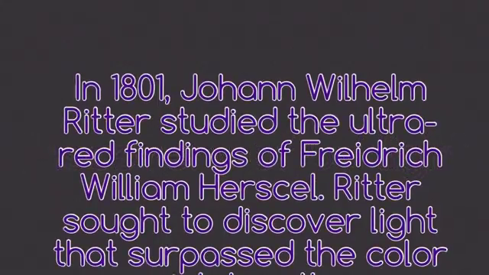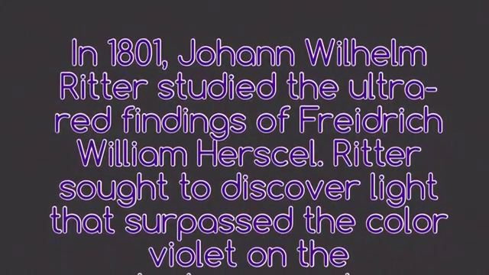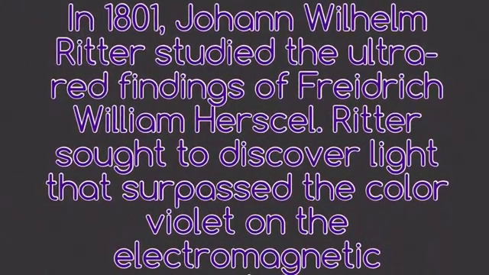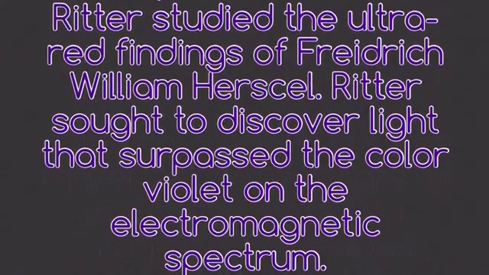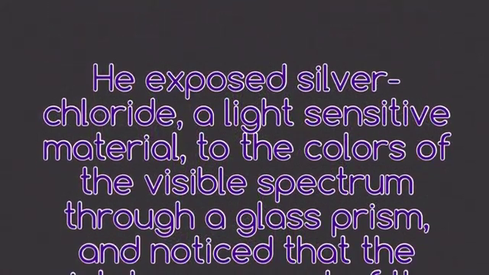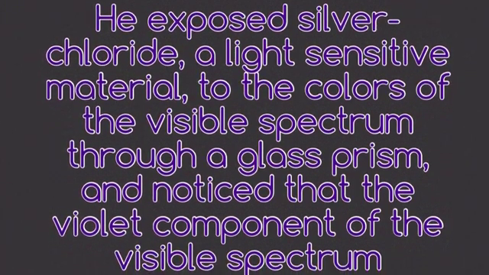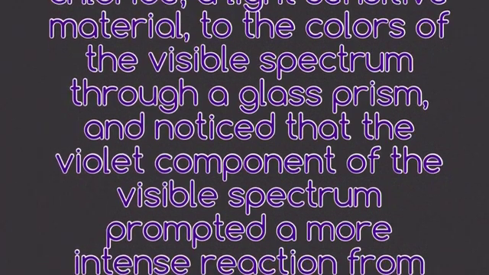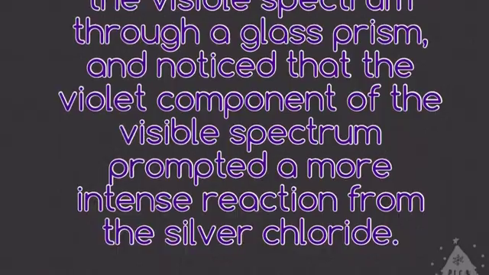Discovery of UV light. In 1801, Johann Wilhelm Ritter studied the ultra-red findings of Friedrich Wilhelm Herschel. Ritter sought to discover light that surpassed the color violet on the electromagnetic spectrum. He exposed silver chloride, a light-sensitive material, to the colors of the visible spectrum through a glass prism, and noticed that the violet component of the visible spectrum prompted a more intense reaction from the silver chloride.